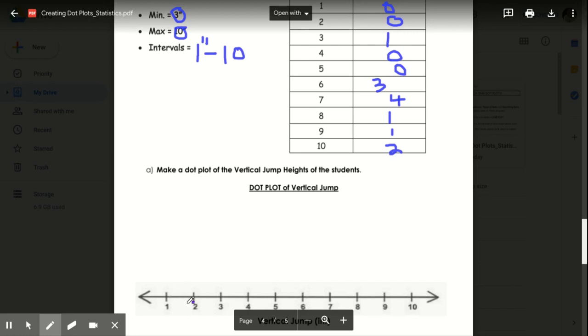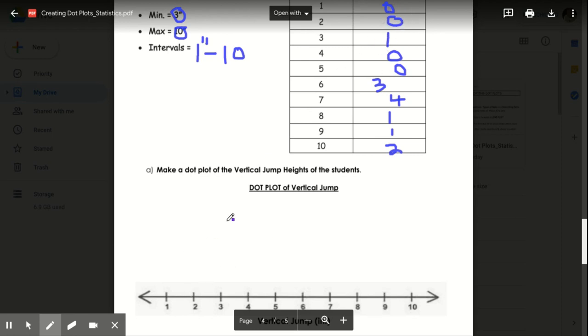I'm going to skip count by 1s. My minimum will be 1. My maximum height jump will be 10 here. And even though I don't have some students that jump 2 inches or 1 inch, I'm still going to include that. So no dots at 1 inch because I had no students that jumped 1 inch. I had no students that jumped 2 inches.